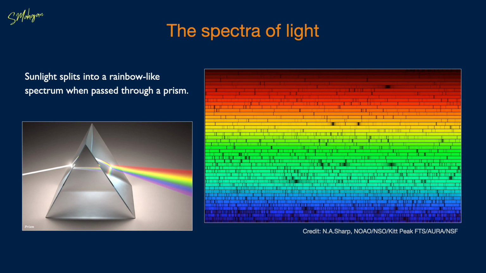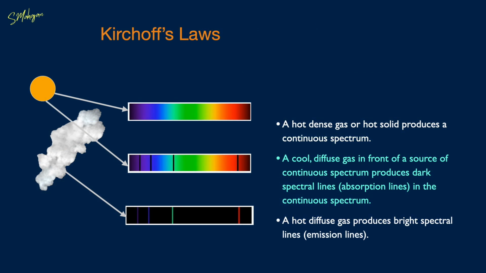A decade or so later, Bunsen and Kirchoff conducted various experiments to understand the spectral lines, which led them to three laws summarizing the production of lines in a spectrum. These are now known as the Kirchoff's laws. These laws state that a hot dense gas or hot solid produces a continuous spectrum. A cool diffuse gas in front of a source of continuous spectrum produces dark spectral lines called absorption lines in the continuous spectrum. A hot diffuse gas produces bright spectral lines, also called emission lines.